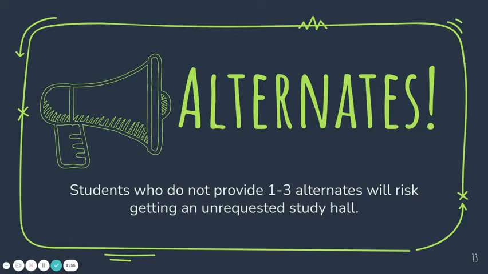The reason why we ask for alternates is that in the scheduling process, students, it is your 100% input that creates the schedule. You tell us how many classes, how many classrooms, how many teachers, how many sections we need. And when we cannot provide all of those, we return to the alternate section. It is the last resort. Students that do not put down electives are more likely to get an unrequested study hall. So please, students, put down alternates, classes that you wouldn't mind taking if one of your first choice classes is not available.